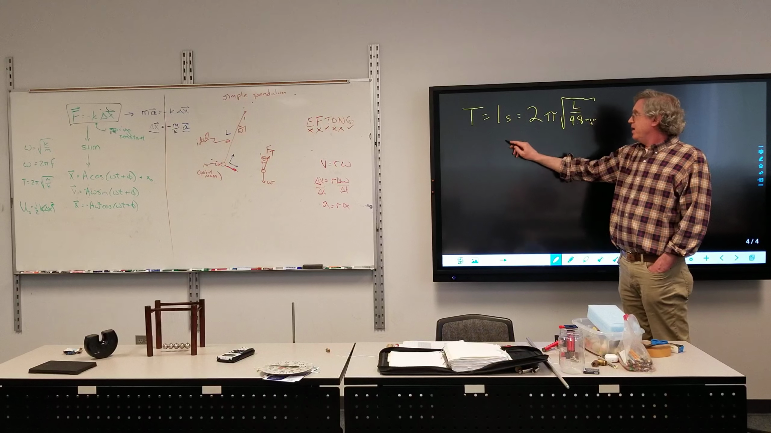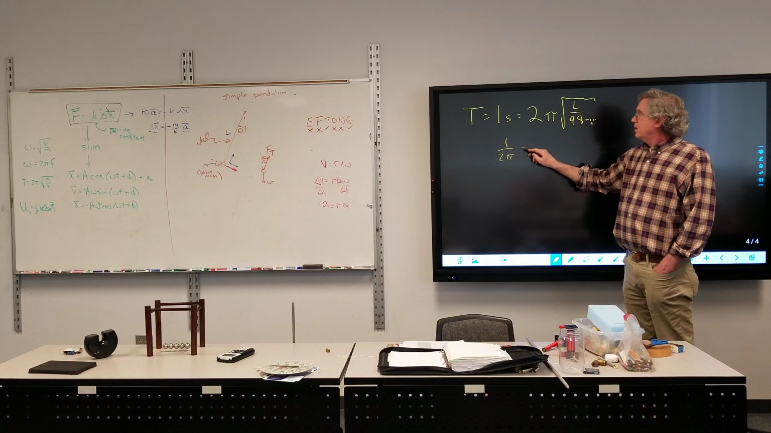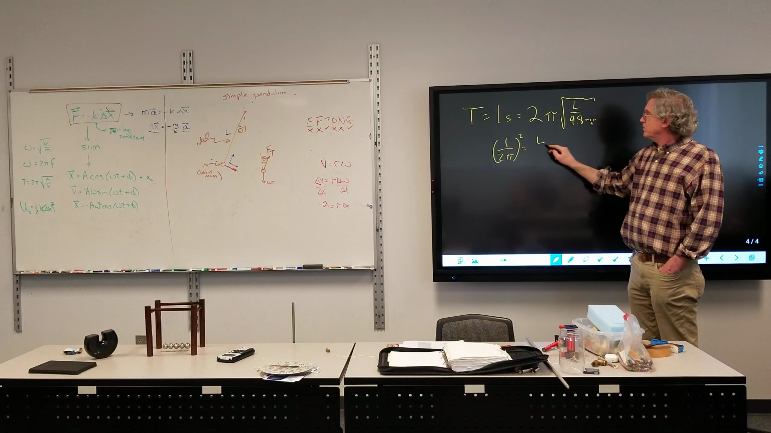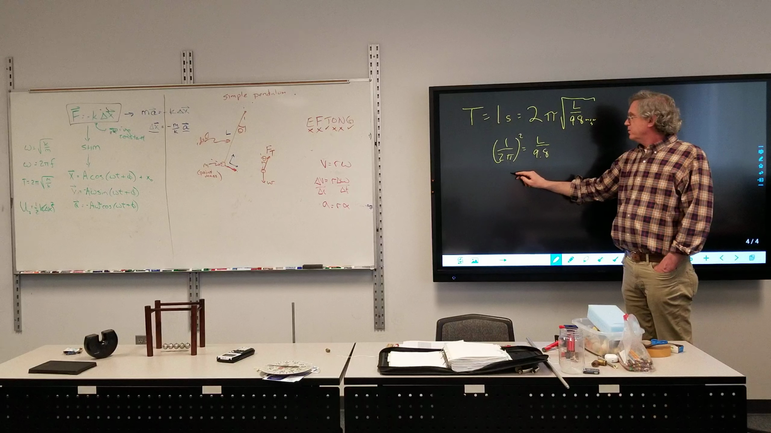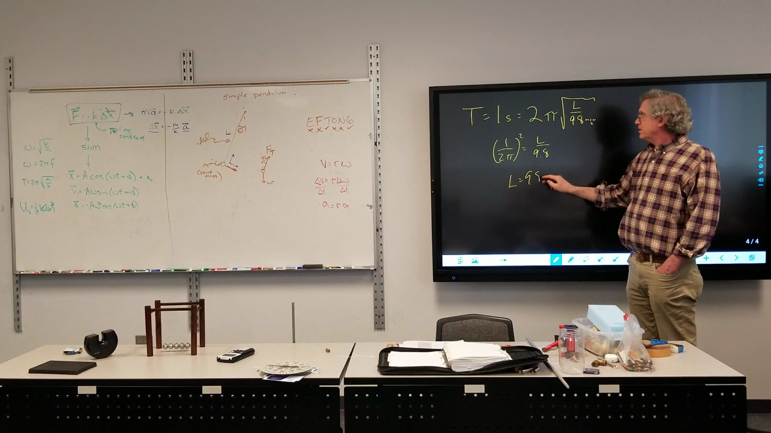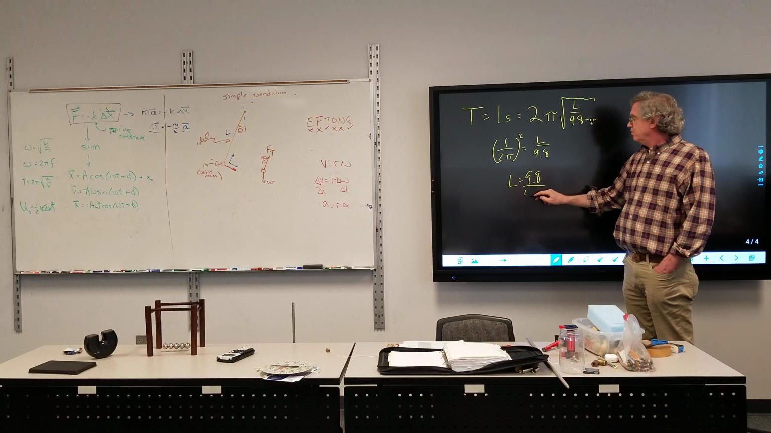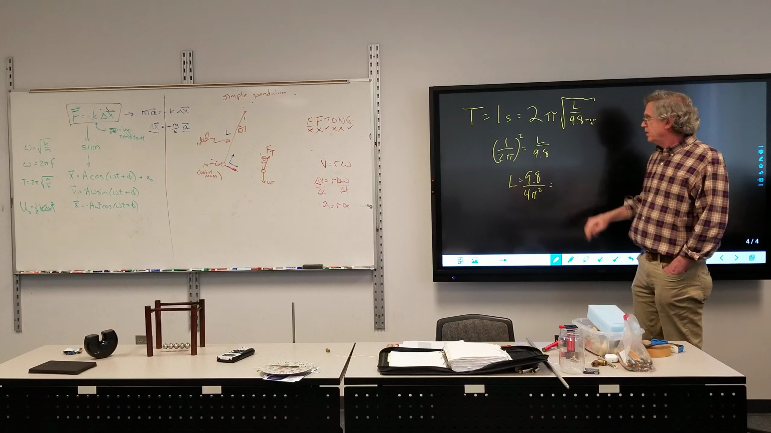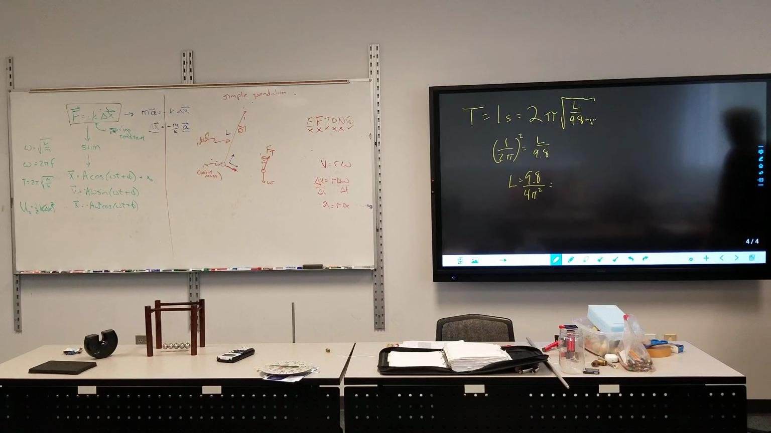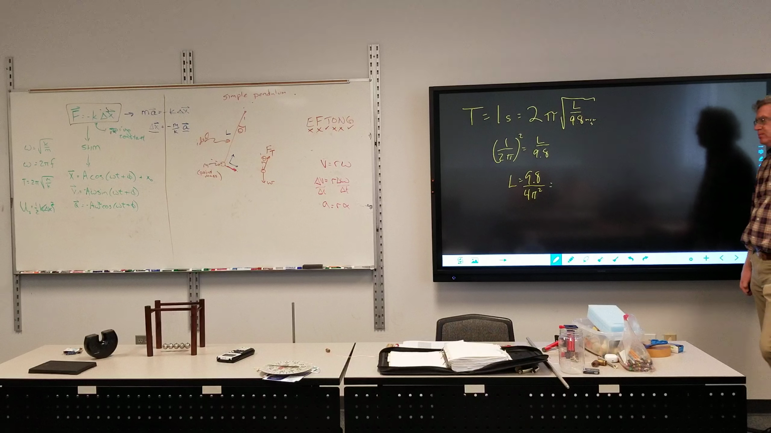So doing the fancy math, I got 1 over 2 pi squared equals L over 9.8. So L is 9.8 divided by 4 pi squared. If someone would be kind enough.